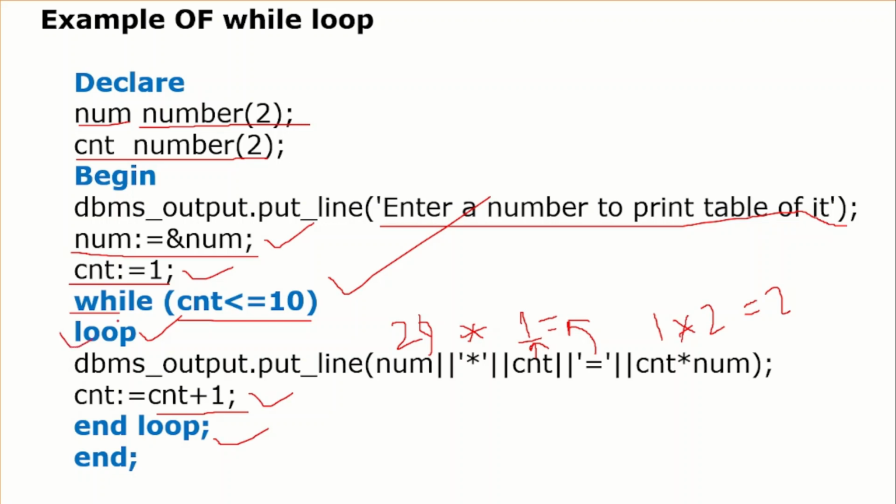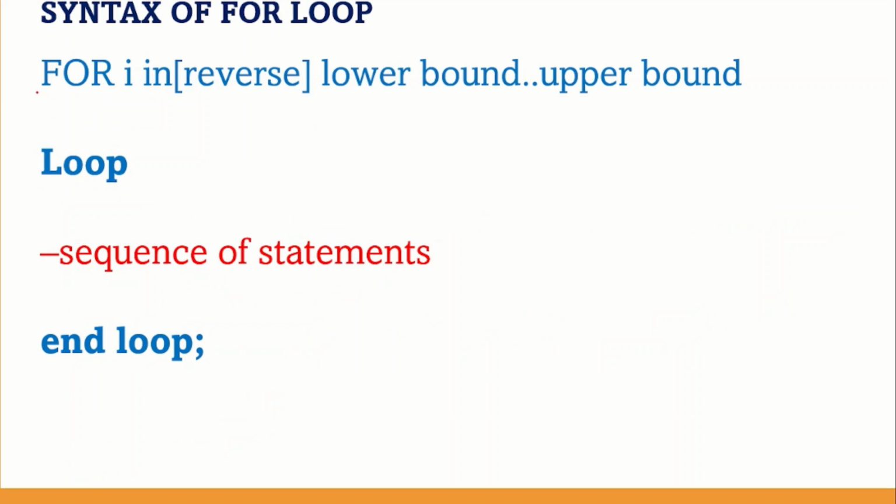So this is the loop, and this is the end of the loop, this is end, and this is begin. Clear? So I hope you are able to understand how to use the while loop. Now we'll learn the same program with the help of the for loop. The syntax of the for loop is like this: for I. This is the variable whose value will grow, either going upward or downward. In, and then reverse is the optional part. If you want to run the loop in reverse, then you can use reverse.